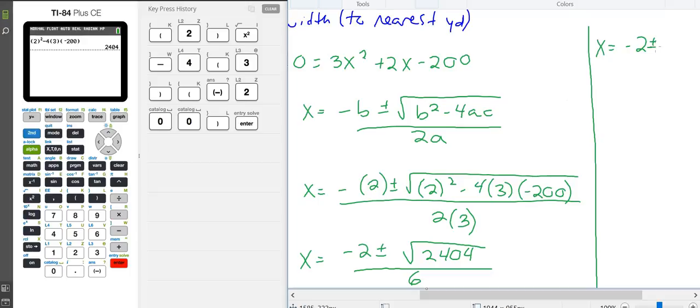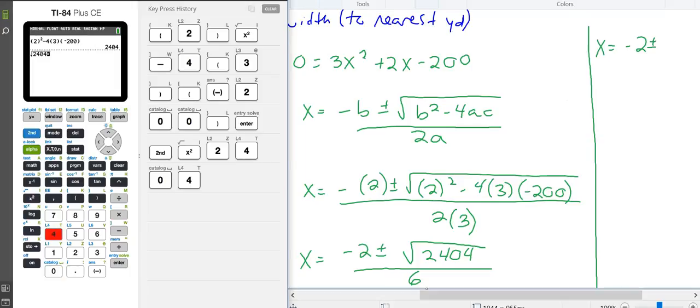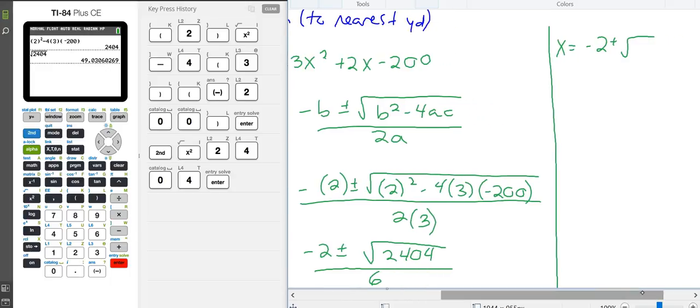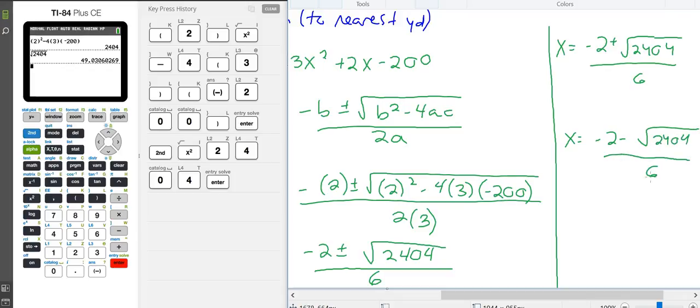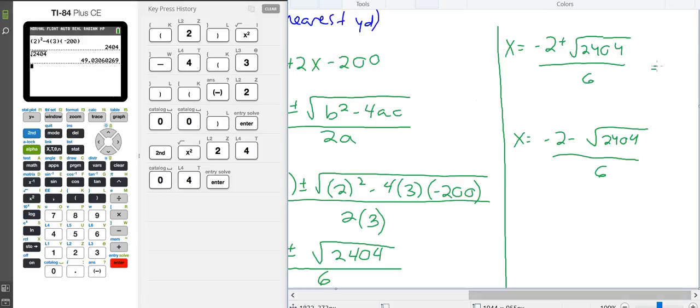And let's simplify. x is equal to negative 2 plus or minus the square root of 2404. Is that a perfect square? Let's try it on the calculator. 2404, enter. It is not. So we're going to have to either leave our answer in simplest radical form, but we only need to the nearest yard. So we could just set this up as two separate problems. Negative 2 plus the square root of 2404 over 6. And in the other problem, we could do x is equal to negative 2 minus the square root of 2404 over 6, and solve each of these on the calculator and round our answer to the nearest yard.